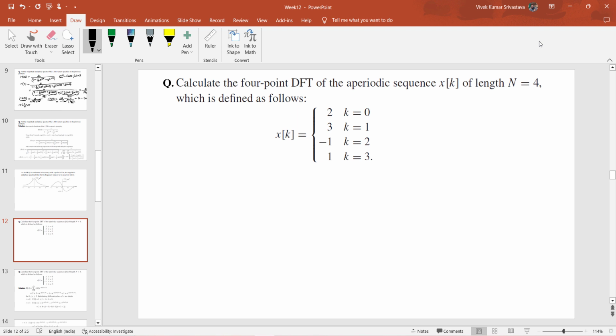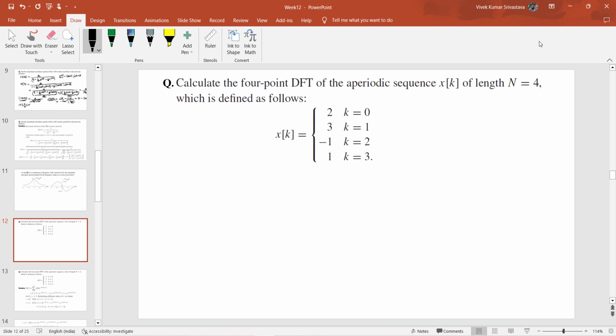So now moving to the next problem. The next problem states: calculate the 4-point discrete time Fourier transform of the aperiodic sequence x of k, of length N equal to 4, which is defined as follows. This problem we have solved in the previous class, so this is just for revision, and we will also see one more alternative way to solve this kind of problem.